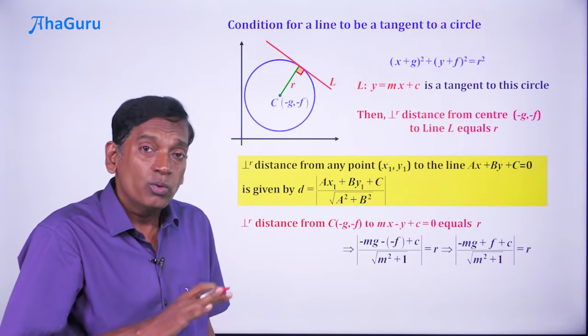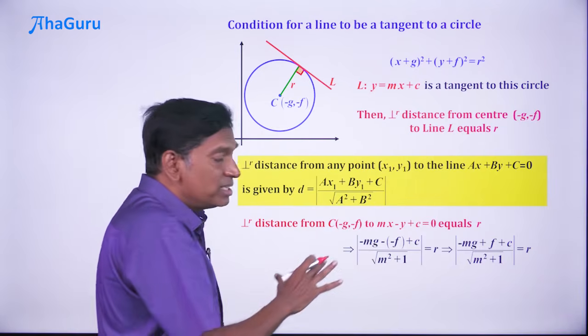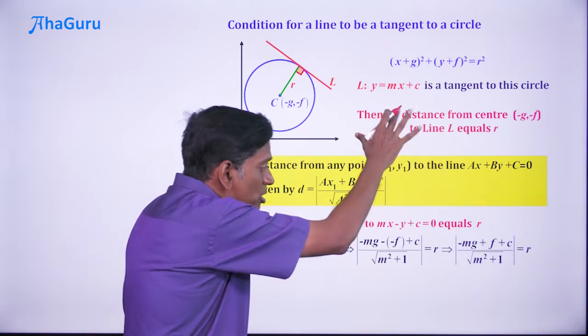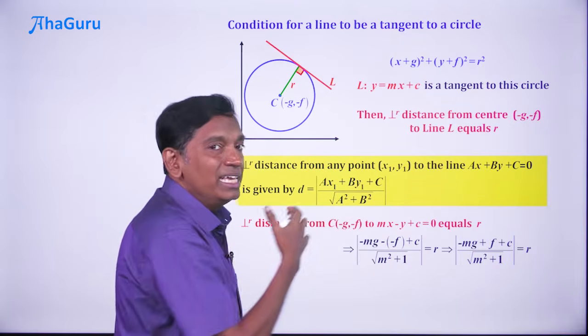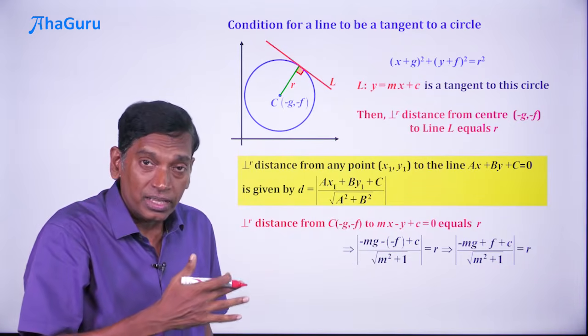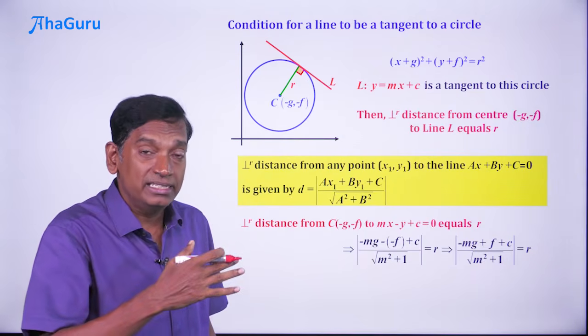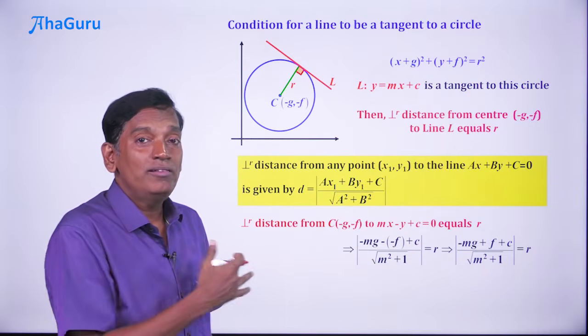So instead what I am expecting you to do is to be able to derive this given any problem, given any center and radius, and calculate whatever is necessary in that question. So this is how we will use the condition that the perpendicular distance from center to the line equals radius is the condition for tangency and solve problems.